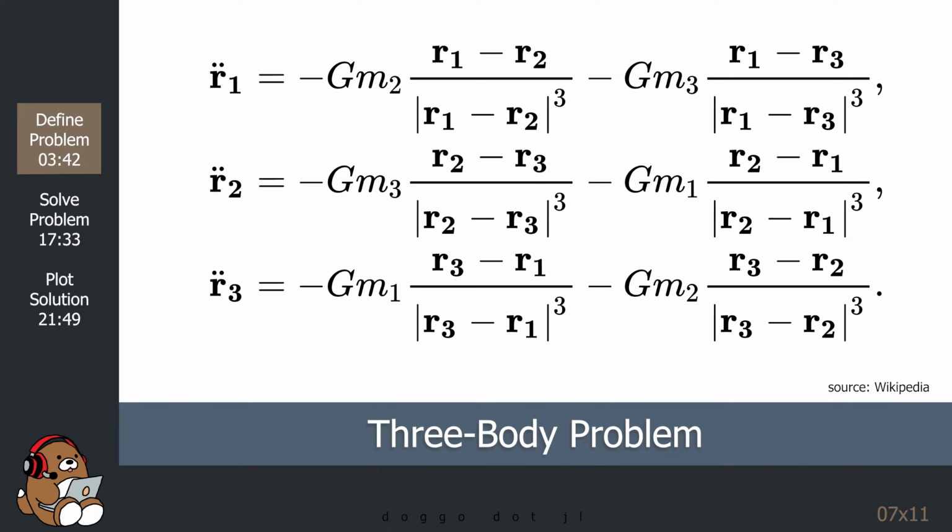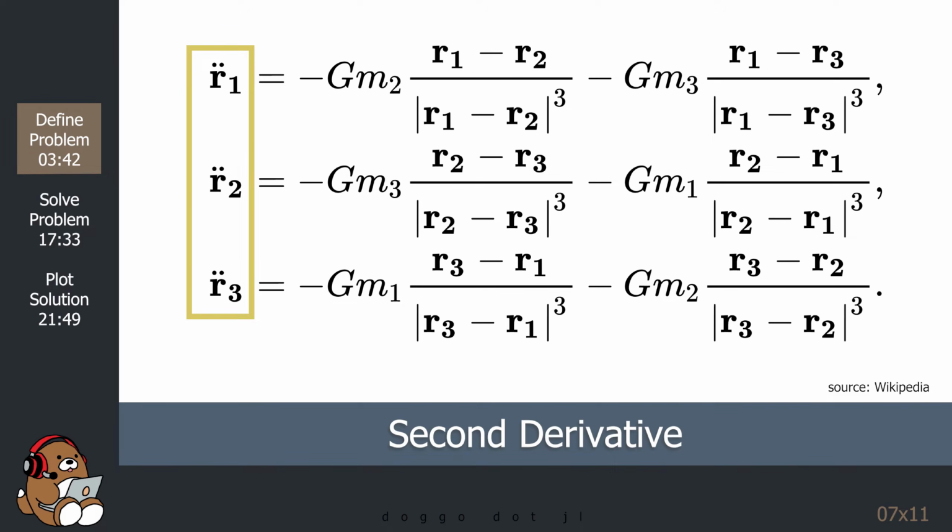These equations are a little confusing because they combine differential equations with linear algebra. In these equations, R1, R2, and R3 are the position vectors for the three bodies. The double dots that you see is shorthand for second derivative with respect to time. A single dot would mean a first derivative with respect to time. You'll recall from the projectile motion tutorial that the first derivative of position is velocity, and the second derivative of position is acceleration.